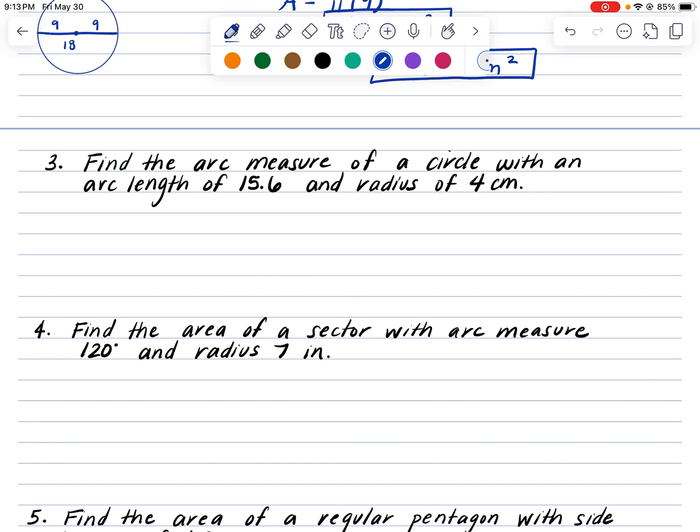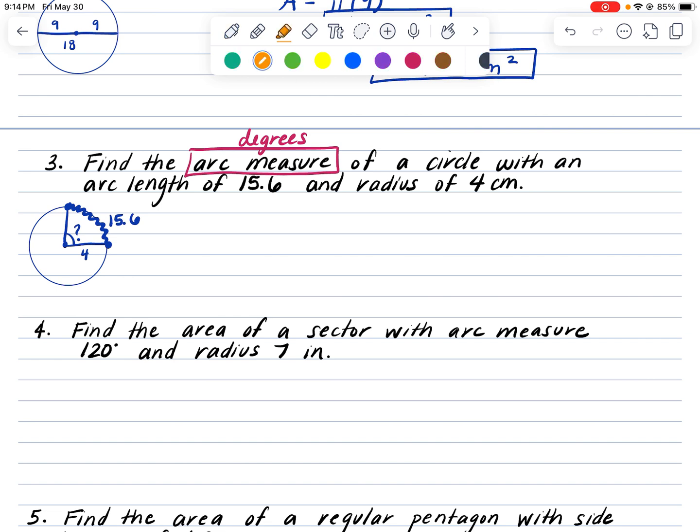This first one is maybe a little bit more tricky. It says, find the arc measure. Arc measure is degrees of a circle with the arc length 15.6 and the radius of 4. So again, I'm just going to draw a quick picture. Might not be accurate, but we're going to try it. I have an arc length around the circle of 15.6. We don't really know how long it's supposed to look. And a radius of 4. So I'm asking, what is the angle for that?